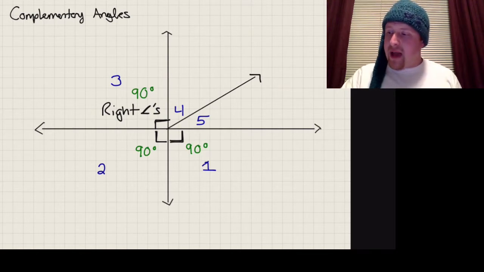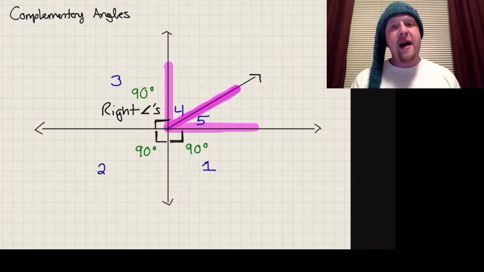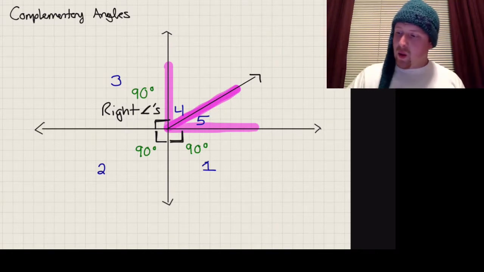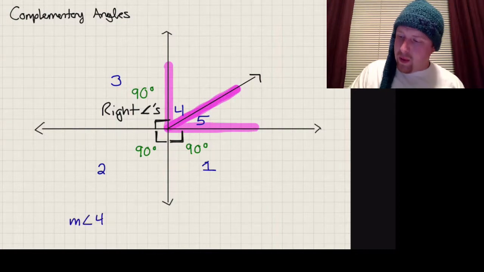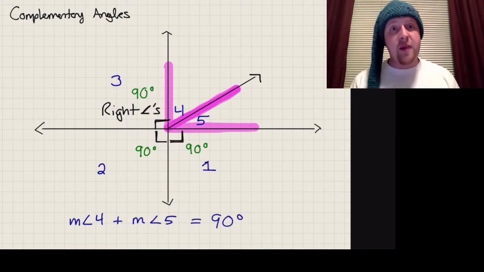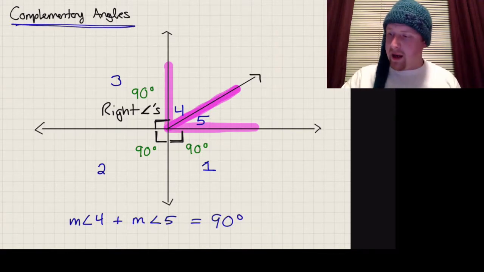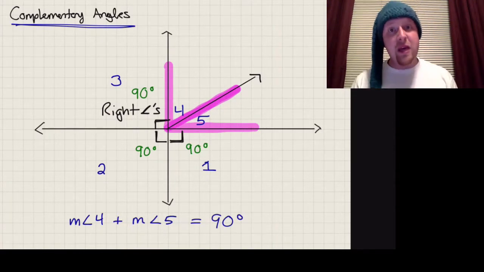Okay? So what we see happening is if we were to take angle 4 and we were to add to it angle 5, those two angles, when they come together, equal 90 degrees. So we would say that the measure of angle 4 plus the measure of angle 5 would equal 90 degrees. This relationship has got a special name, and it's called complementary. So these are complementary angles. Angle 4 here and angle 5 here. Because when you add them up, they equal 90 degrees.